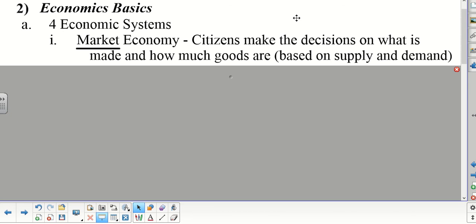So the one that should be most familiar to you is market economy. Citizens make decisions based on what is made and how much goods cost. The best way I can explain this is if you have an amazing idea, you think up the next greatest and most amazing thing, you get rich. If you think up a really stupid idea that no one wants to buy, you go broke. That's what we live in. We live in a market economy. That's basically what our government is all about, or our economic system is all about.